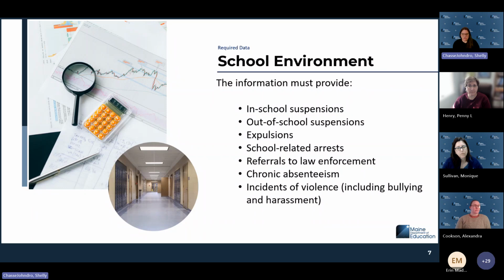In addition to the data requirements that I've mentioned already, we are also required to report on school environment. And this school environment is data that is collected from SAUs and related to in-school suspensions, out-of-school suspensions, arrests, referrals to law enforcement, chronic absenteeism, and incidents of violence, including bullying and harassment.